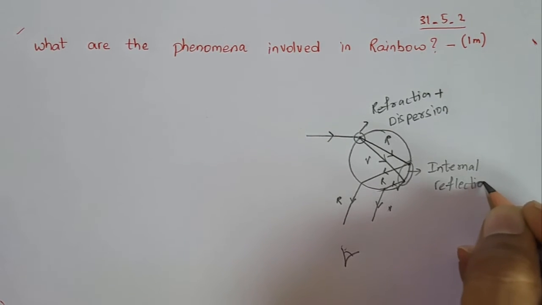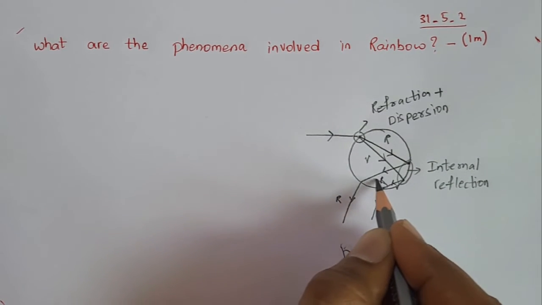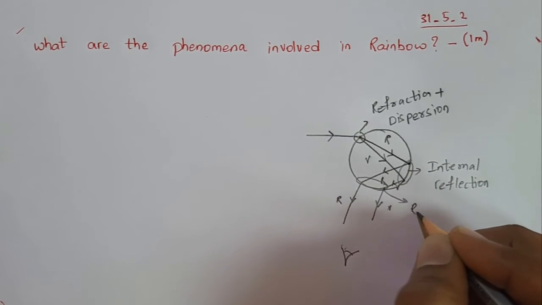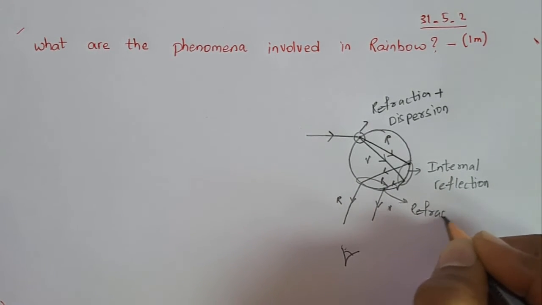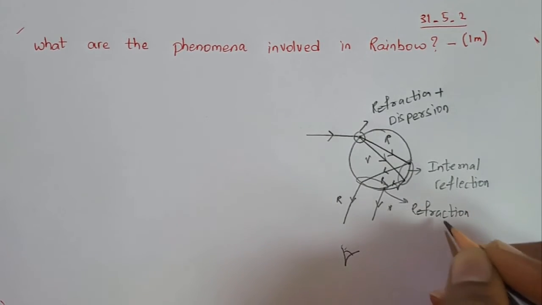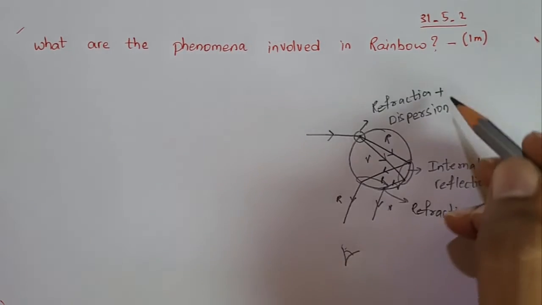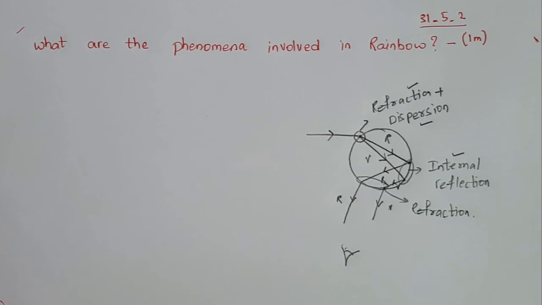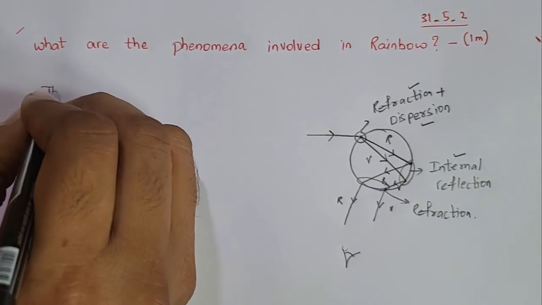So totally how many phenomena are involved? And here also, what happened? Here only refraction happened. Correct? So now refraction, dispersion, internal reflection. So how many phenomena are involved? Three phenomena. Three phenomena are involved.